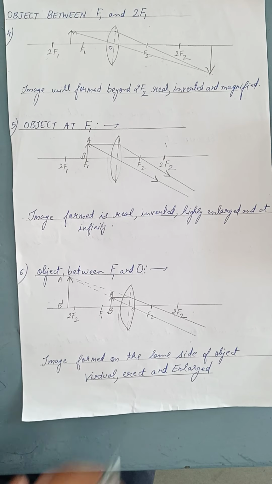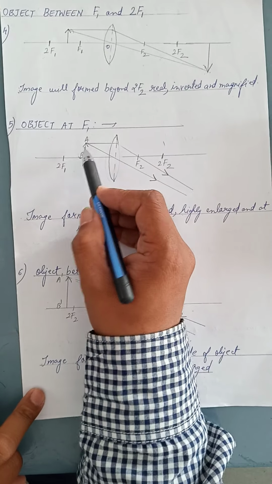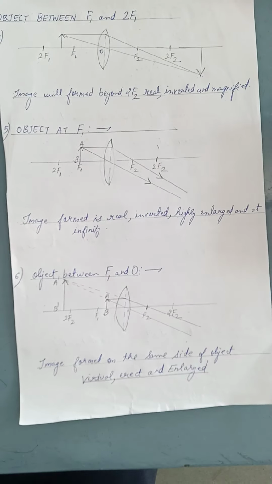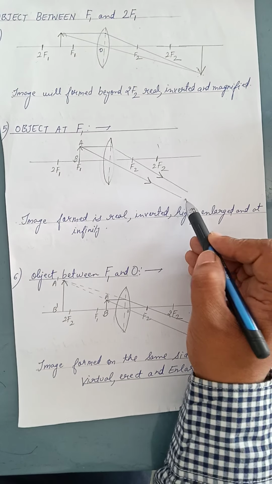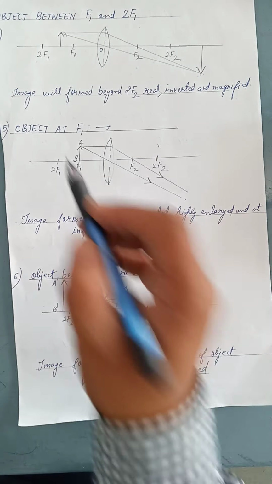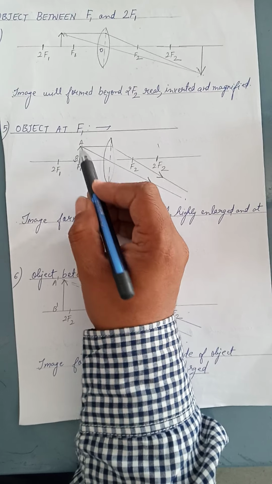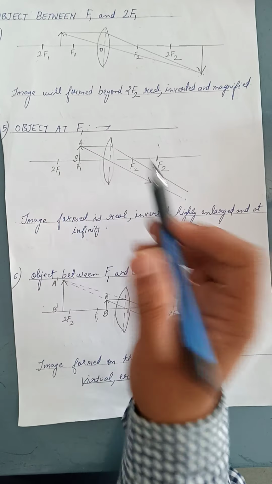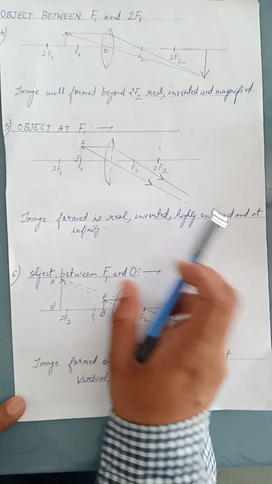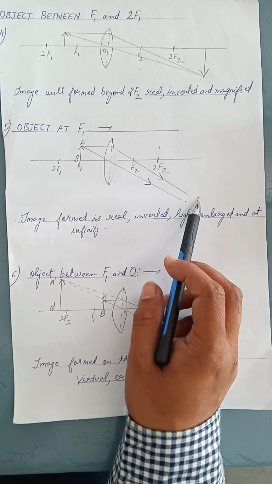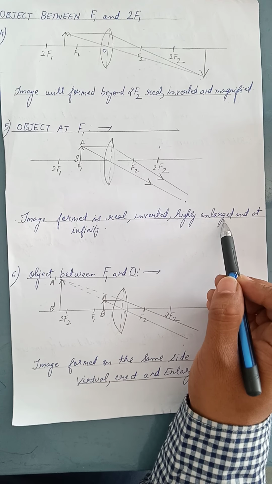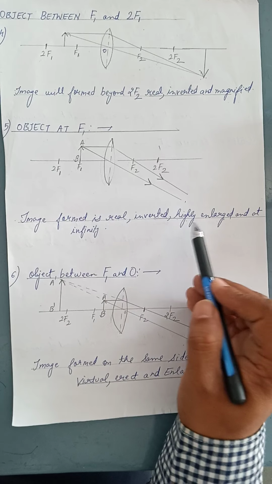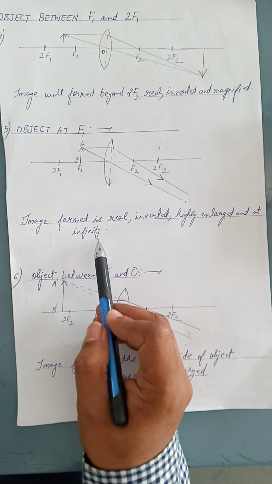Now the next is the object at f1. Now you are keeping the object at f1. We know that previously in the concave mirror we have done, when the object is at the focus, the image is forming at infinity. So the same case is there when the object is kept at f1. After refraction, the rays will be meeting at infinity, and since the rays are meeting at infinity, you will be getting a highly enlarged image. You will be getting a real, inverted, highly enlarged image at infinity.